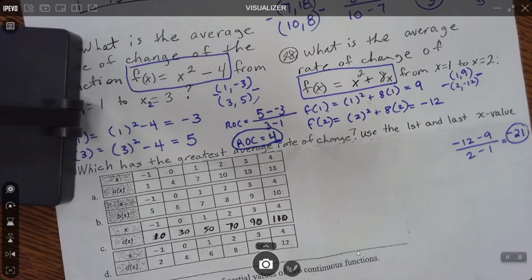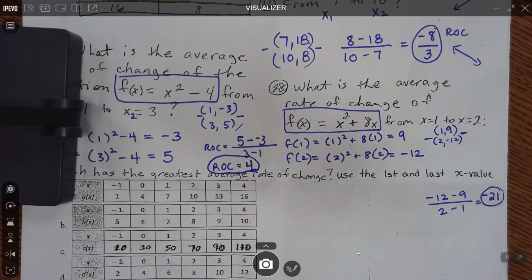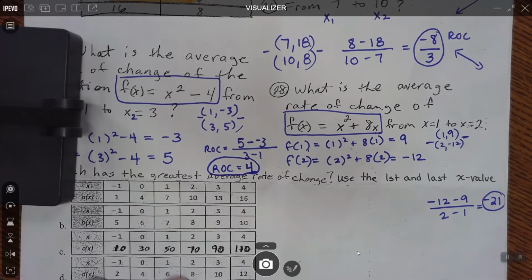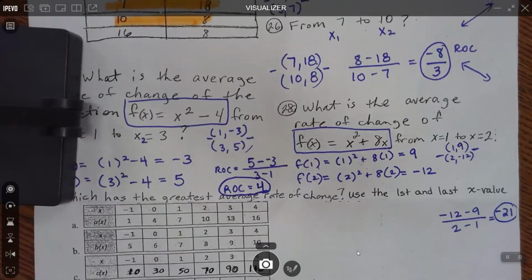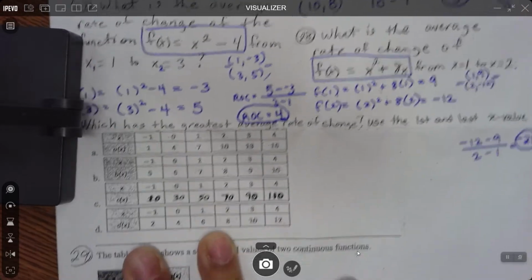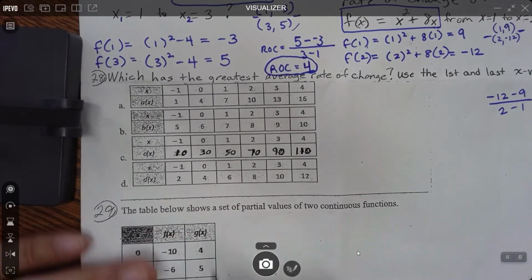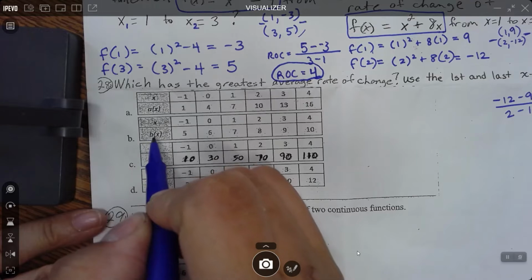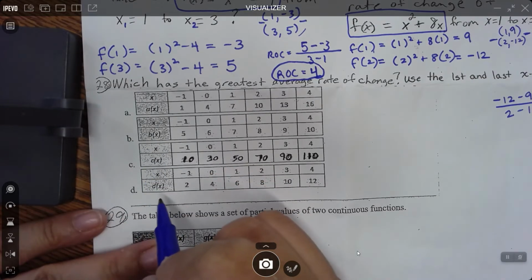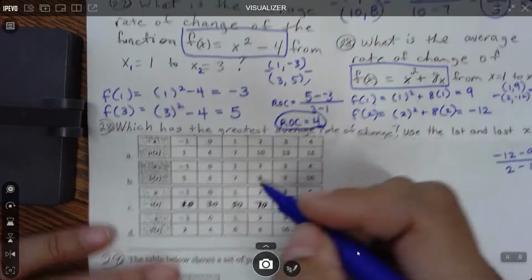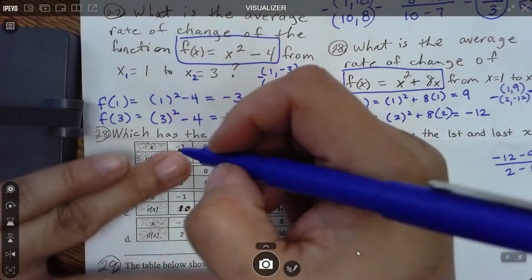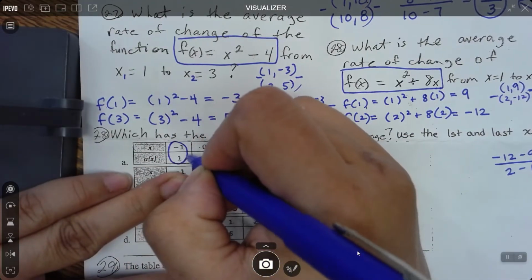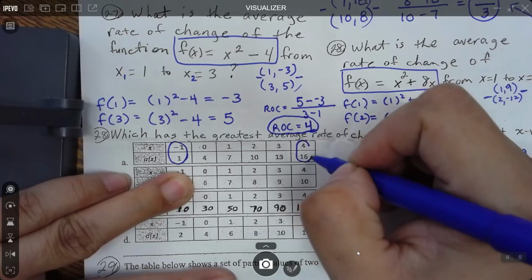Which has the greatest average rate of change? Use the first and last x values. All right, which means there's more than one function here. So we have a of x, b of x, c of x, and d of x. And so if we're using the first and the last value, that means we're using this and this.